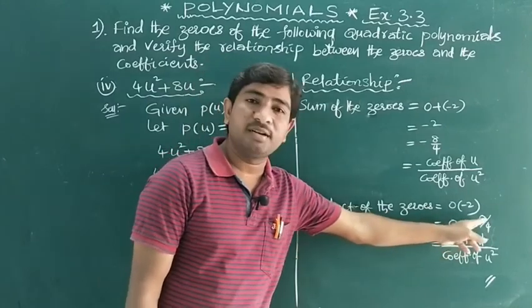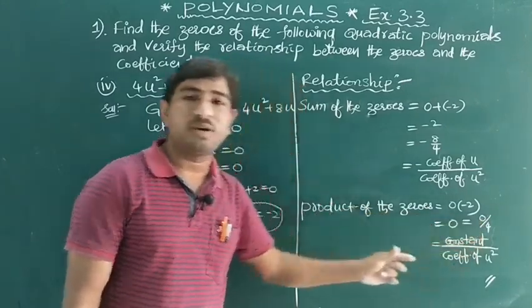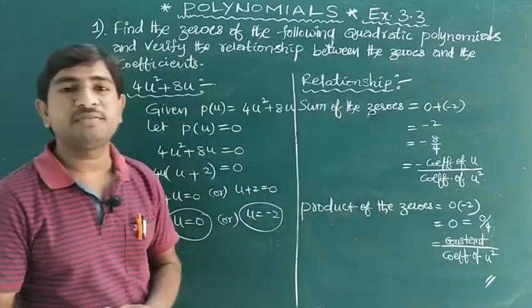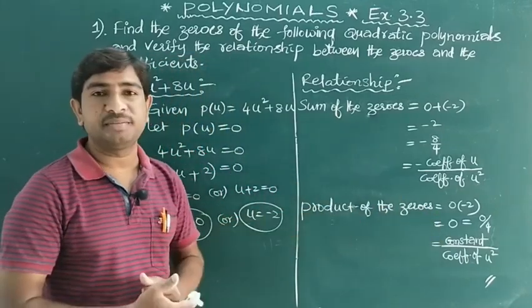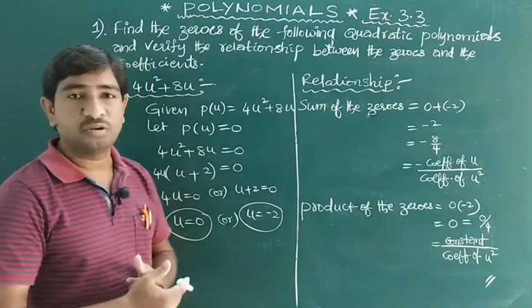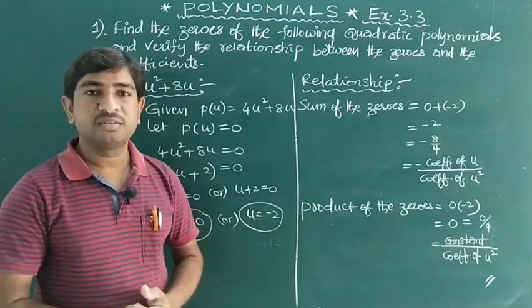0 can be written as 0 by 4. So why? 0 is the constant term, and 4 is the coefficient of u square. So that is the relationship between the zeros and coefficients. Okay, so fourth solution completed. So now the fifth solution.